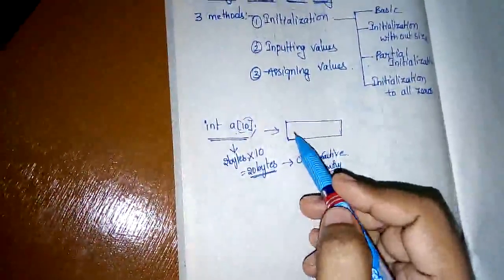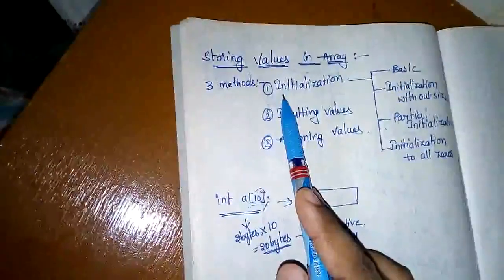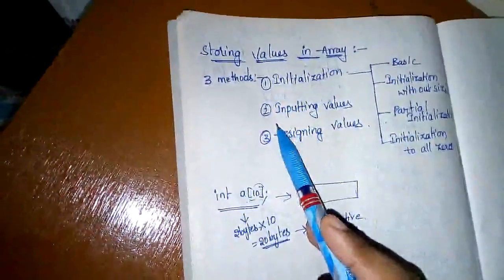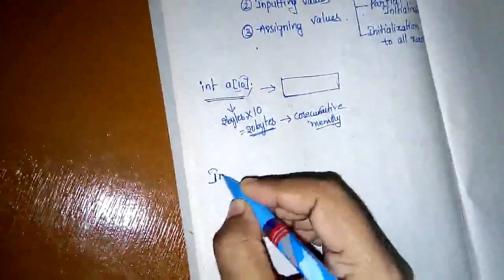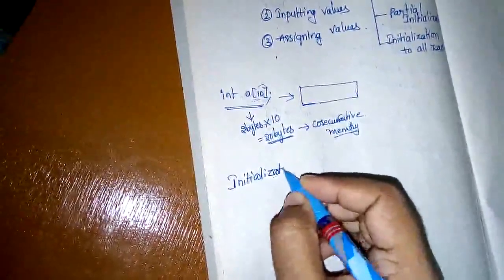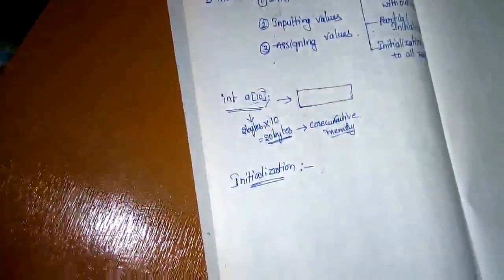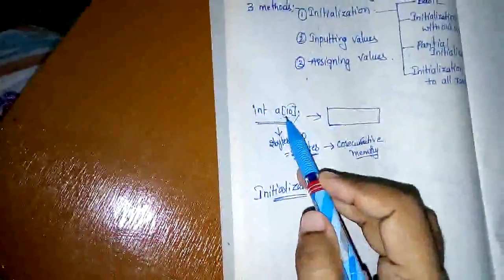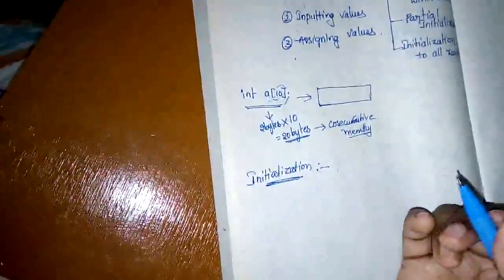In order to store the values into an array, we have 3 methods. First one is initialization, then inputting values, and assigning values. The first method is initialization. In initialization, whenever we declare an array, we can assign values into it. Assigning values into an array at the time of declaration is known as initialization.